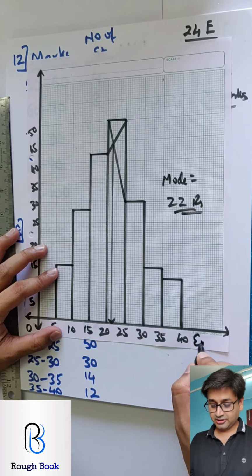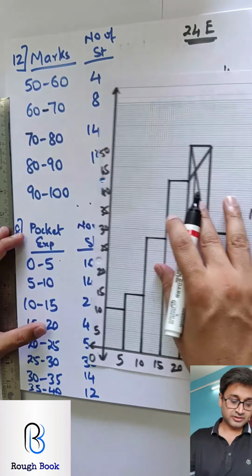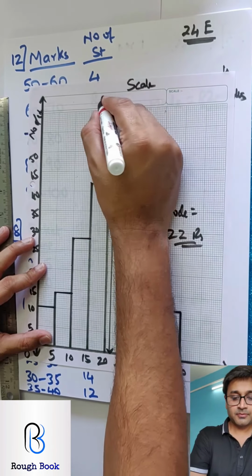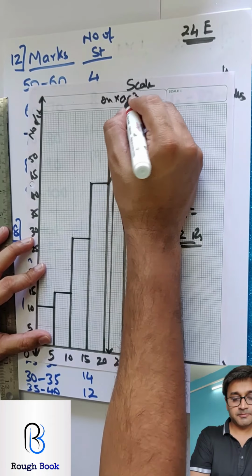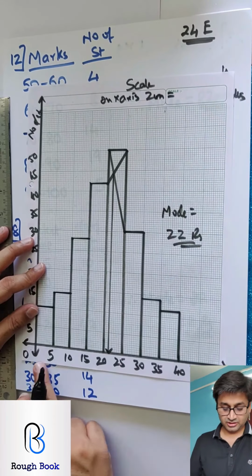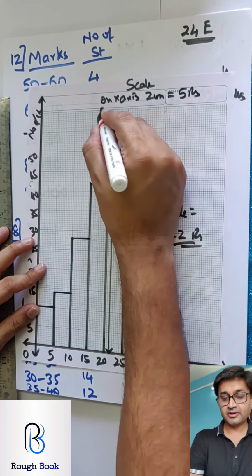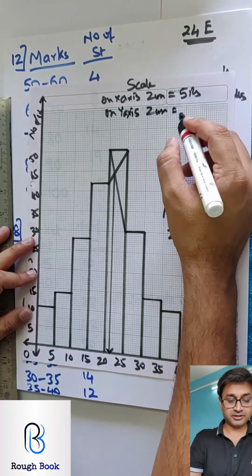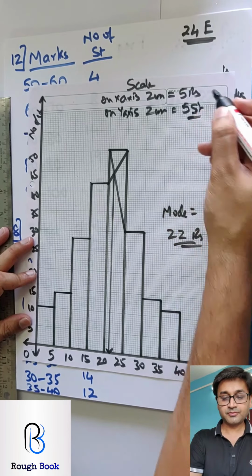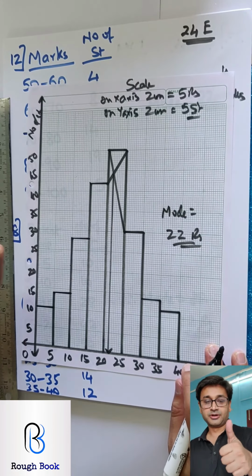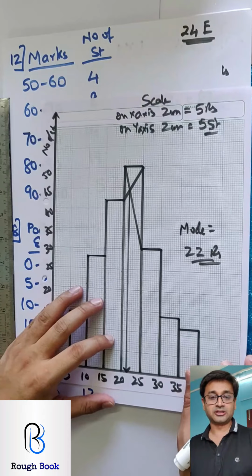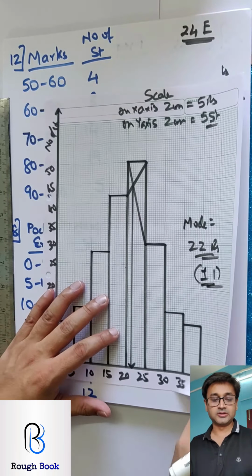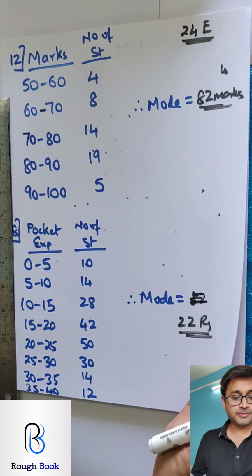Here this is expenditure in rupees. These are number of students, and your scale on x-axis 2 centimeter is equal to 5 rupees. On y-axis 2 centimeter is equal to 5 students. How many got this correct? Brilliant. Here you will get a deviation of plus or minus 1. Deviation plus or minus 1 they will allow. I think so. Yeah. Let's go to the next one.